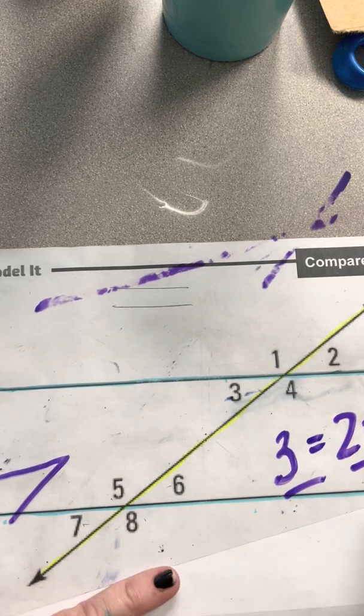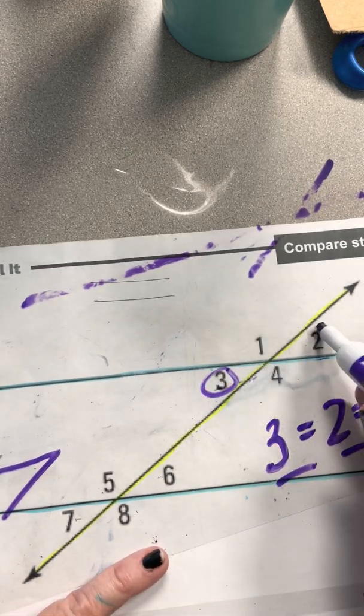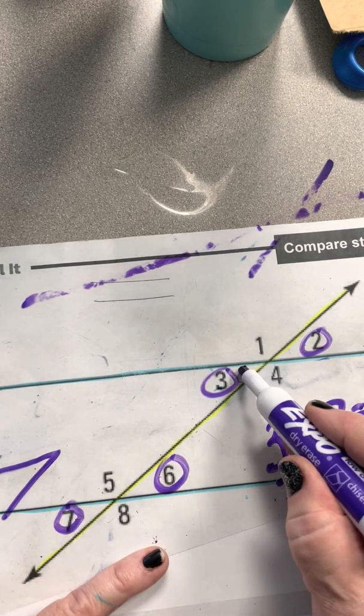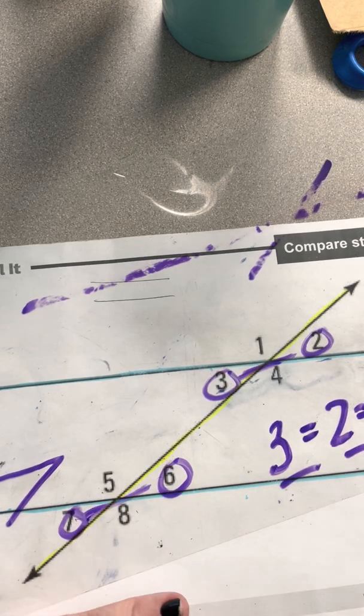All 4 of those are equal. And we know that because they are vertical angles. They're across from each other.